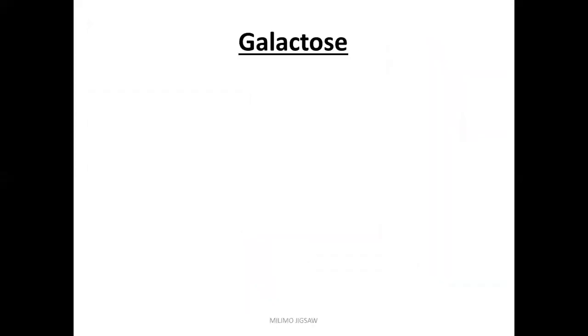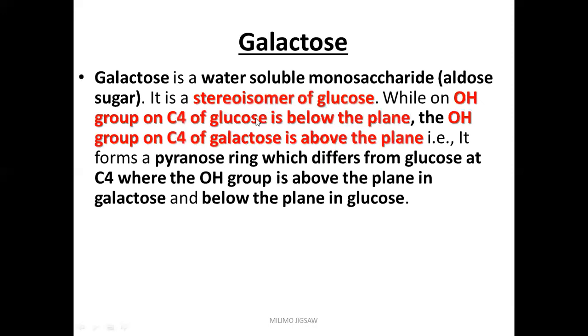Then we have galactose. I said galactose is a stereoisomer of glucose. So galactose is a water-soluble monosaccharide, and remember, it's also an aldose, just like glucose. Remember, I said that the difference is on the OH group on carbon 4.